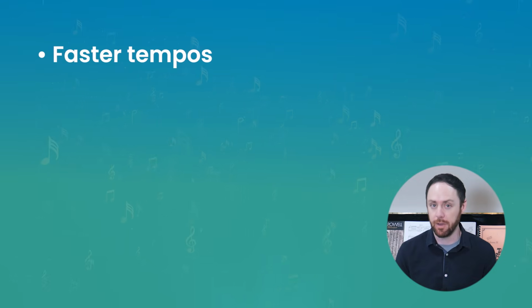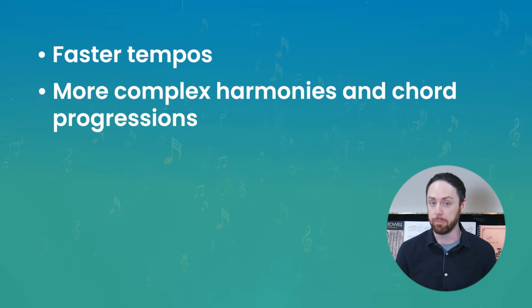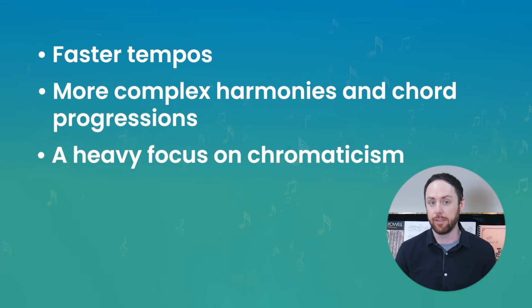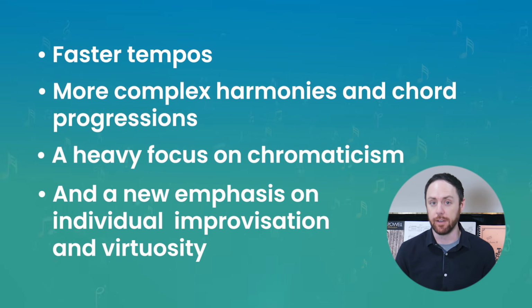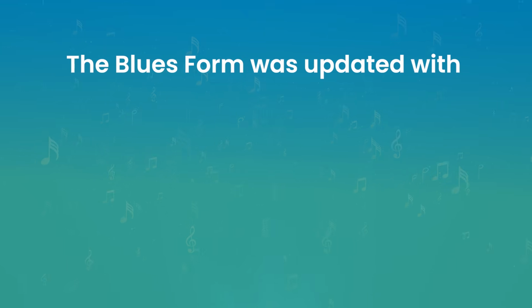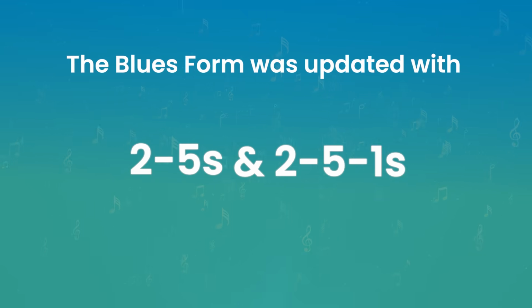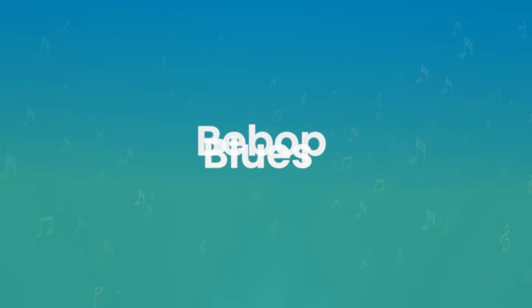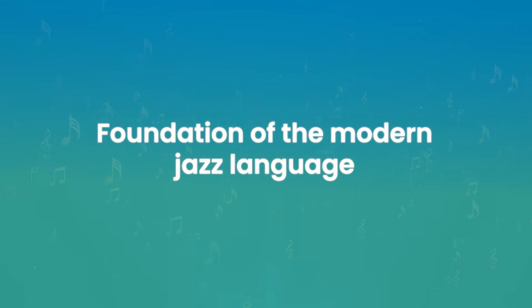Musically, bebop evolved out of swing in the swing era, but it took things to a whole new level. Faster tempos, more complex harmonies and chord progressions, a heavy focus on chromaticism, and a new emphasis on individual improvisation and virtuosity. You also saw the blues get pulled back into the spotlight, but now infused with this new modern sound. The blues form was updated with 2-5s and 2-5-1 progressions layered into the old 1-4-5 progression of the blues. The blend of bebop and blues became the foundation of the modern jazz language.